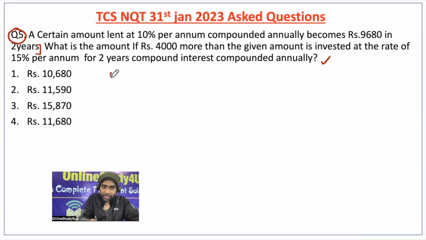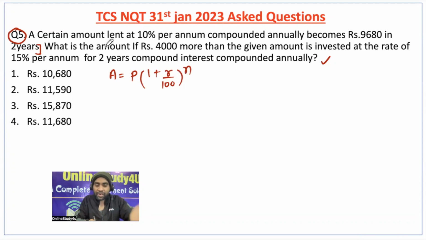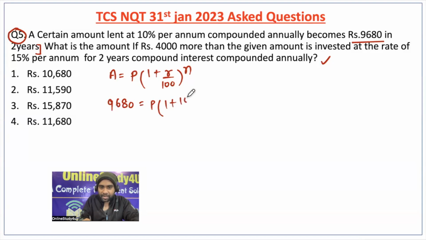As you know, in compound interest, the amount is P into 1 plus R by 100 to the power n. Try to understand here: a certain amount means you invested some amount, that is the principal, at 10% per annum compounded annually, and it becomes rupees 9,680, so after 2 years you are getting 9,680 rupees. That is your amount. The principal we need to calculate. Rate is 10%, and time is 2 years.